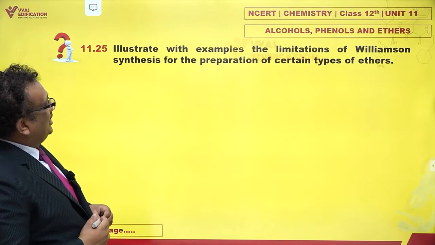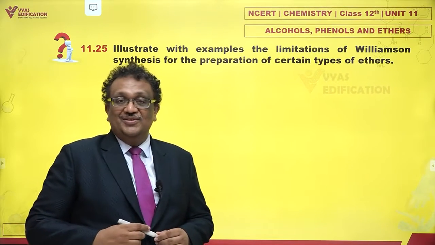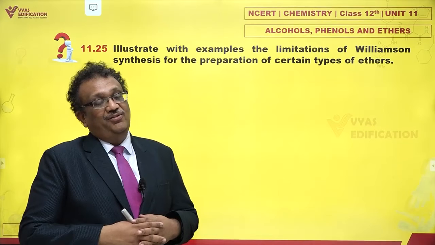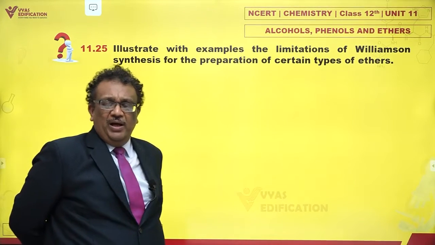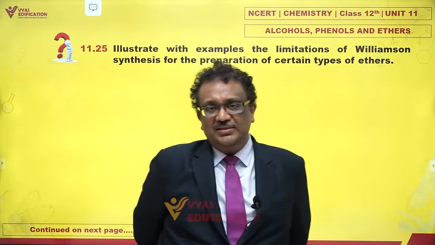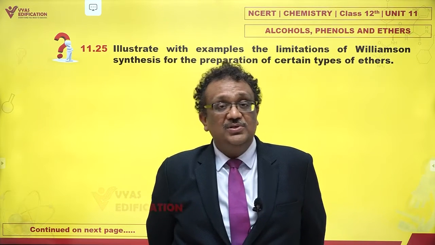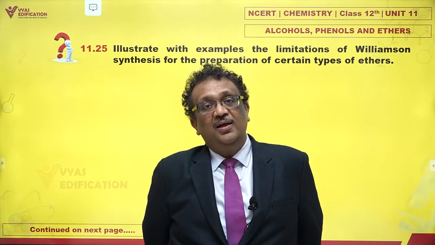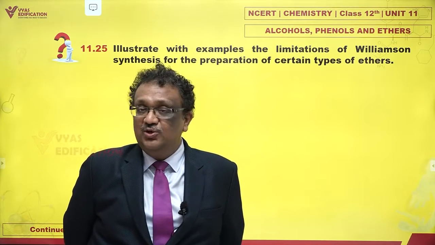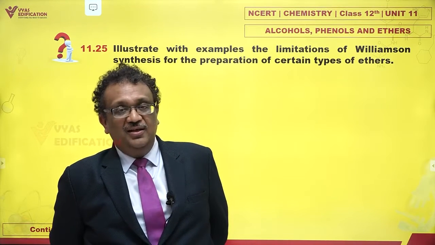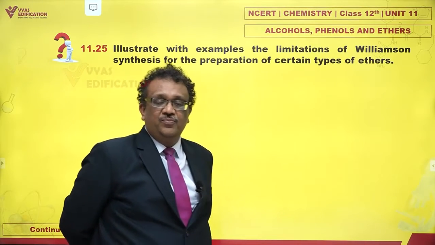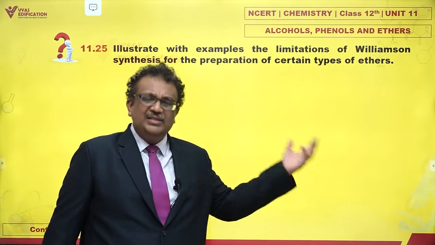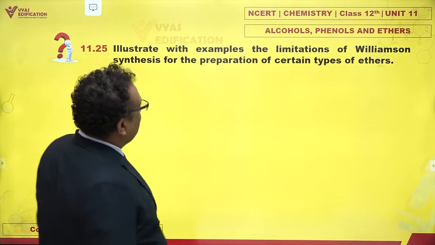Illustrate with examples the limitation of Williamson's synthesis for the preparation of ethers. Well, when you actually carry out Williamson's synthesis, please understand that the mechanism is SN2 mechanism. So all the reactions for which SN2 mechanism does not work very nicely would be the cases in this question. What do I mean? I'll just exemplify with some cases.